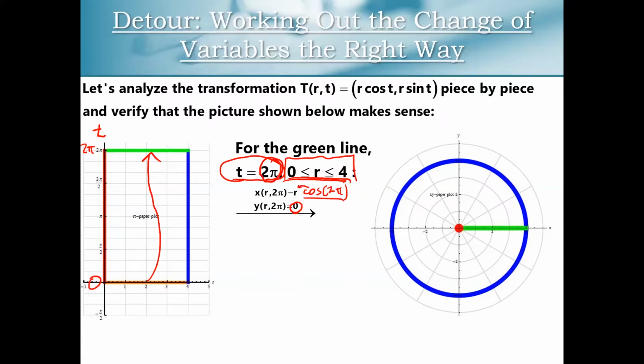So what do I have happening? I have r varying from 0 to 4, while my y value is fixed at 0. Well, here it is. That line segment has r varying from 0 to 4, or my x value varying from 0 to 4, and my y value fixed at 0. And we could try this for all these different colors. So let's keep moving.